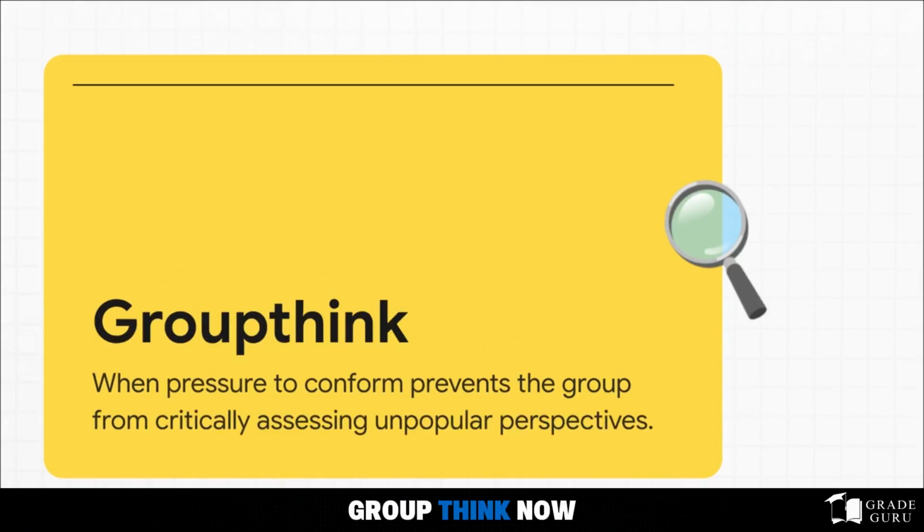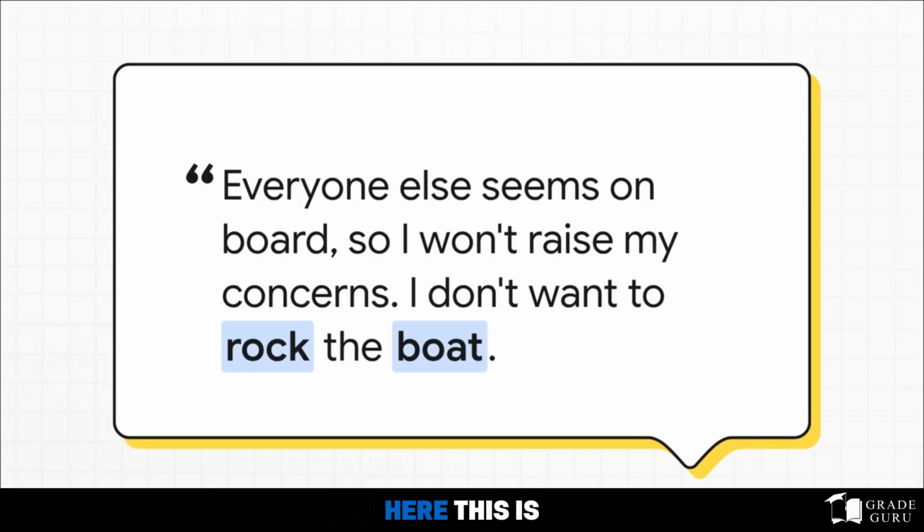Next up is groupthink. Now, this is a major concept for exams, so pay attention. Groupthink is what happens when everyone wants to agree so badly that they just stop thinking critically. The desire for harmony literally overrides good decision-making. And this right here, this is the little voice inside someone's head when groupthink is taking over. They might have a really valid concern, but that social pressure to just go along with the crowd is way too strong. That fear of rocking the boat leads to some truly terrible decisions.